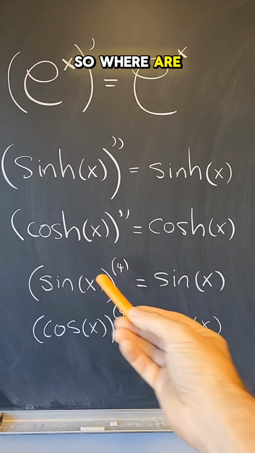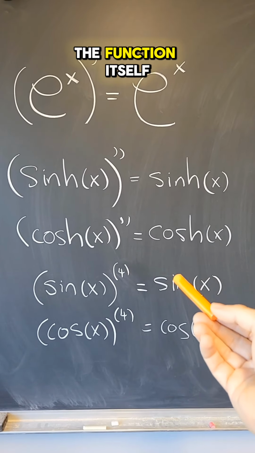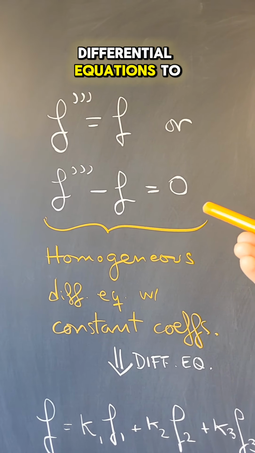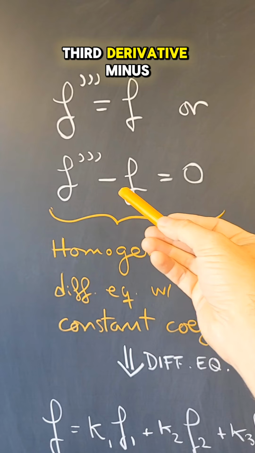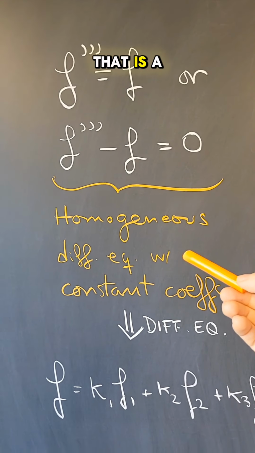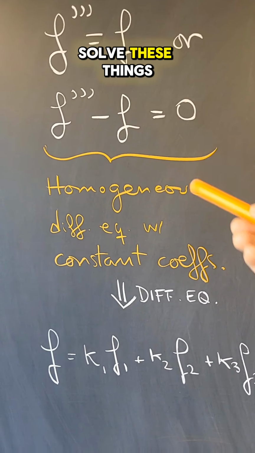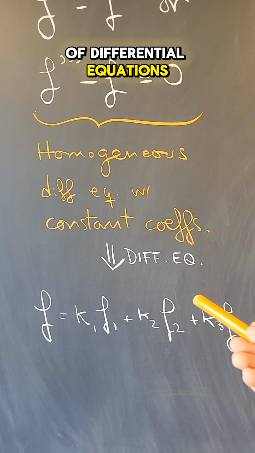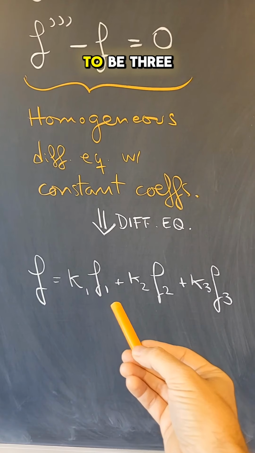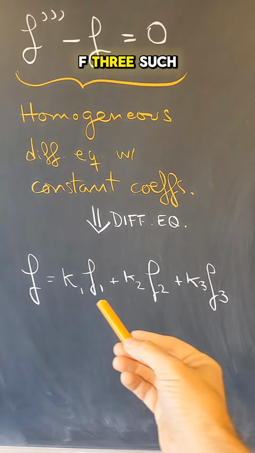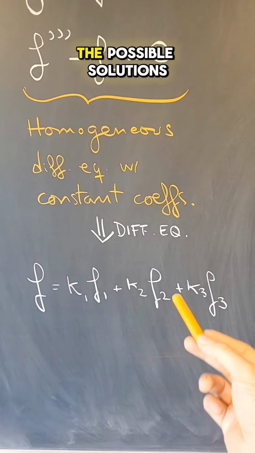So, where are the functions whose third derivative is equal to the function itself? We can use the theory of differential equations to solve this problem, because we want to solve this differential equation, which is the third derivative minus f equals 0. That is a homogeneous differential equation with constant coefficients, and there is a big theory of how to solve these things. So the theory of differential equations tells me there's going to be a three-dimensional solution. So there's going to be three functions f1, f2, f3, such that the constant multiples of those functions and their linear combinations are all the possible solutions to this.